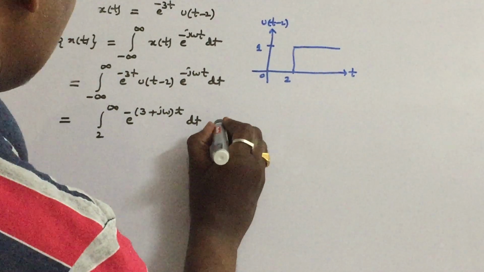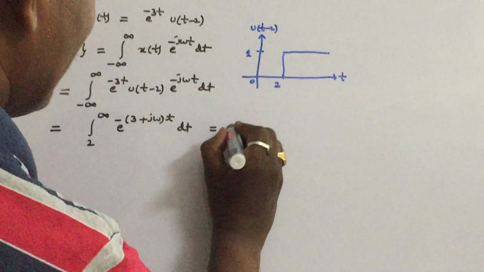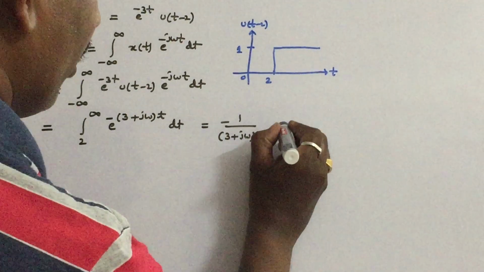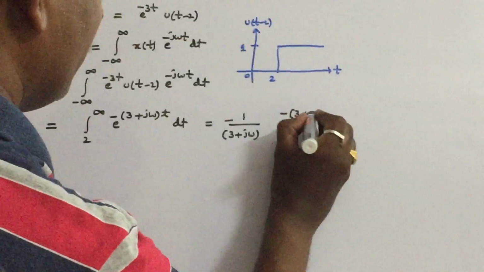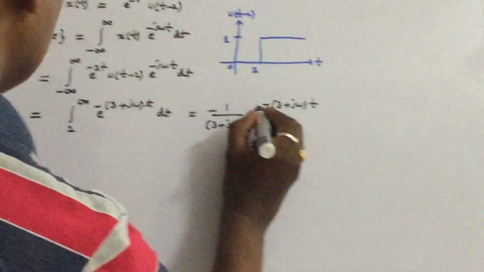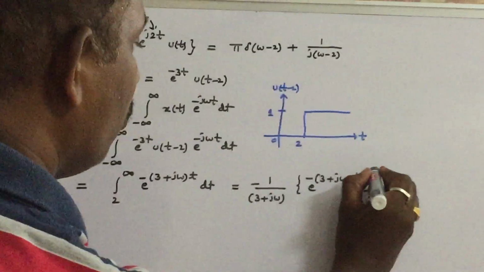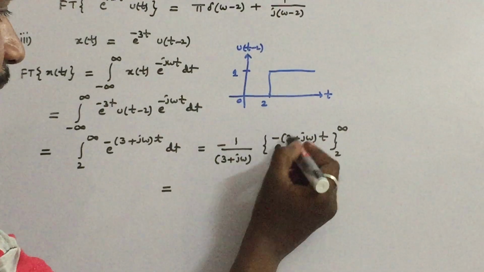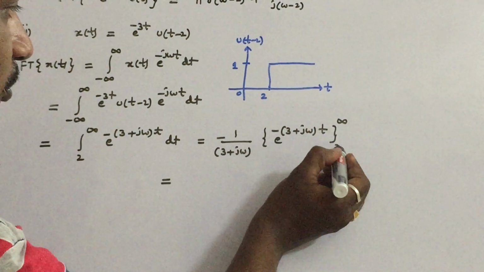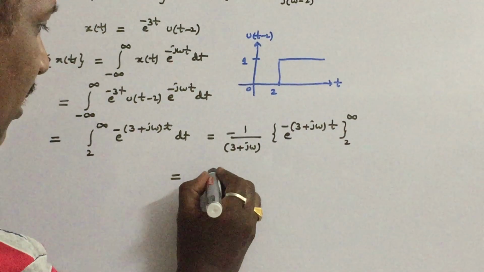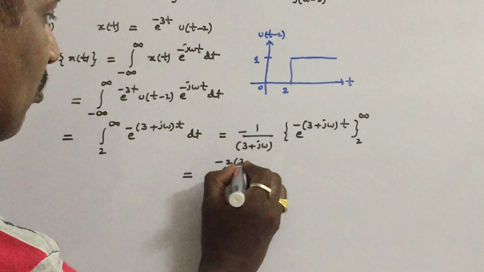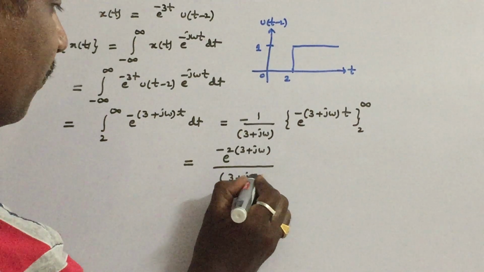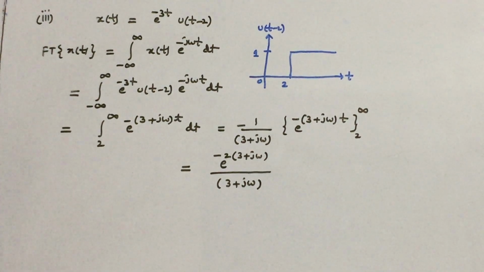So let us check it out. What is the answer of this? Minus 1 by 3 plus j omega, e power integration is minus of 3 plus j omega t. Substitute the limits 2 to infinity. If you substitute the upper limit t as infinity, the upper limit term is 0, minus, substitute t is equal to 2, minus into minus will become plus. So I am writing it as e power minus 2 into 3 plus j omega by 3 plus j omega. So this is the answer for this.